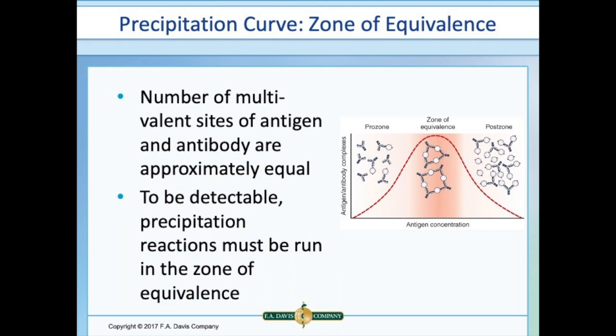So let's talk about prozone phenomenon. With antibody excess, antigen combines with only one or two antibody molecules. By the way, this particular formation in the zone of equivalence, we call it cross linkages, or in some texts, they call it lattice formation. That's the reason why the zone of equivalence follows the so-called lattice hypothesis.